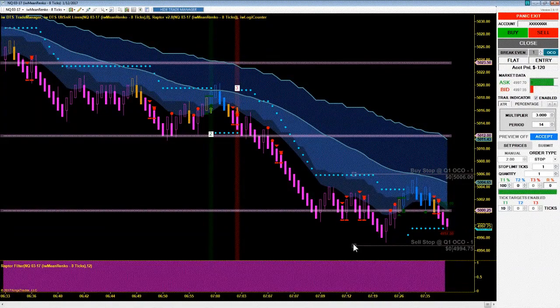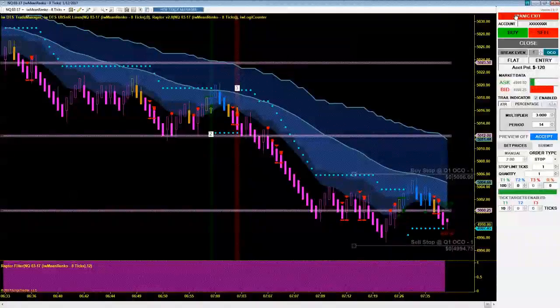All right, so if it fills here on the short side, I'm going to have a stop. Well, the ATR is going to flip over. I'll have a stop somewhere up here automatically. And if I get filled on the buy side, I'm going to have a stop right down here where these blue dots are at. We'll just stay with this for a second and see how that plays out.